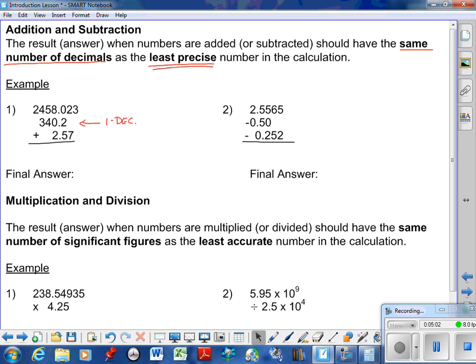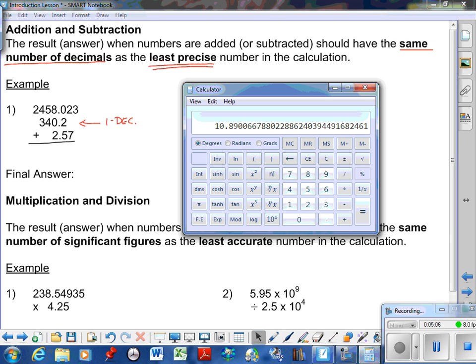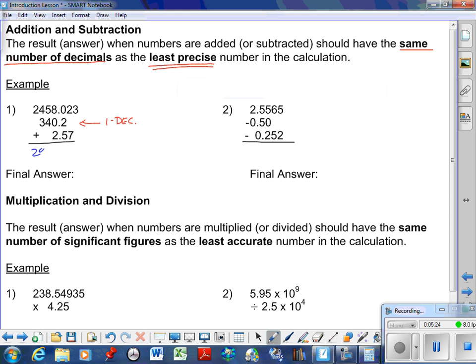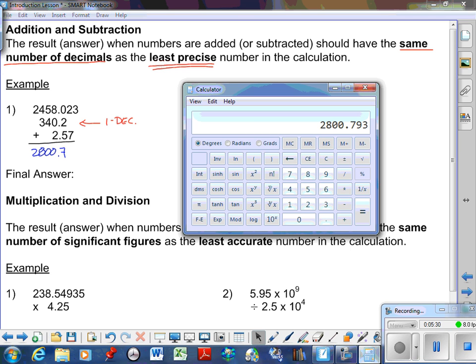Okay, so you just plug this into the calculator as per normal. So I got the 2458.023 plus 340.2 plus 2.57 equals, so we get 2800.793. 2800 decimal 7, I can't even remember that, goldfish memory, 793.